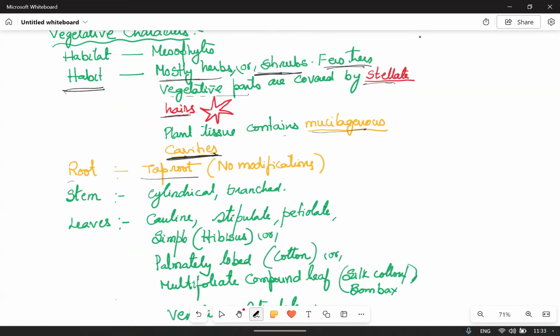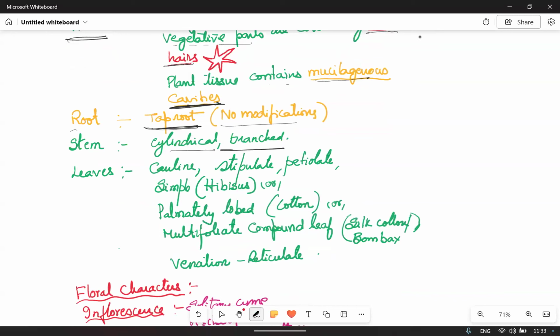And what about the root? The root is a normal taproot, dicot taproot system. No modifications here. Next, stem is cylindrical and branched. Leaves are cauline. What is the meaning of cauline? Cauline means the leaves arise on the main stem or on the branches. Consists of stipules, that's why stipulate. It has a stalk, that is petiolate. These are not sessile, these are petiolate leaves. So the leaf is a simple leaf with a serrate margin or a dentate margin.